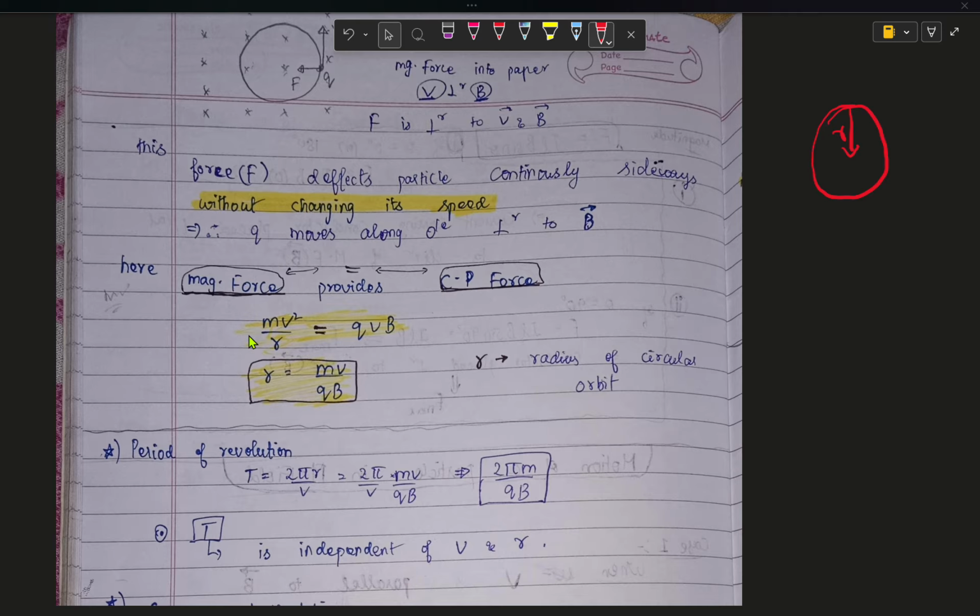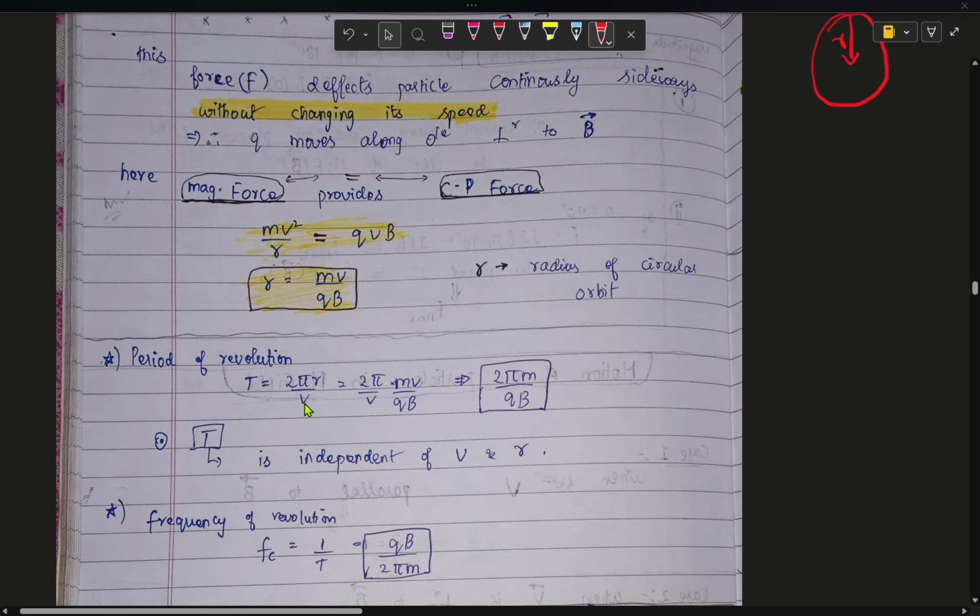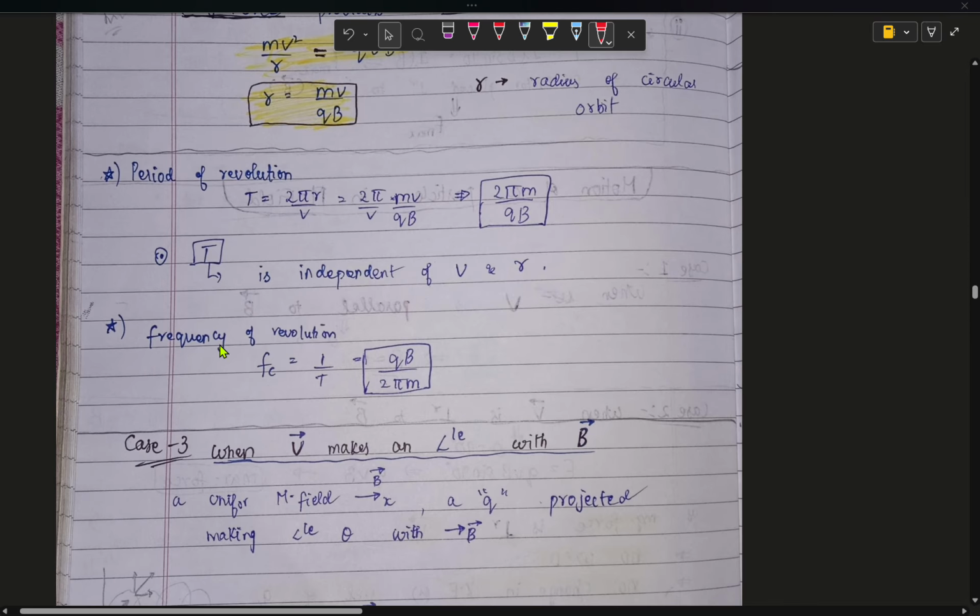These forces must be equal to QvB. This is the magnetic force acting on the particle as it is moving in the magnetic field. As it is in a circular motion, there will be some centripetal force acting on this particle. So these two forces must be equal. After equating, we'll get a radius formula, one of the very famous formulas. Remember it. And time period T is equal to 2 pi r by v. You substitute it, you will get the relation, and frequency is 1 by time period.